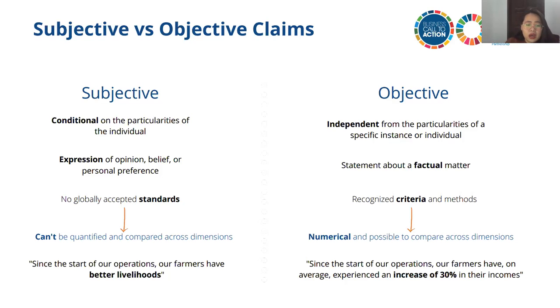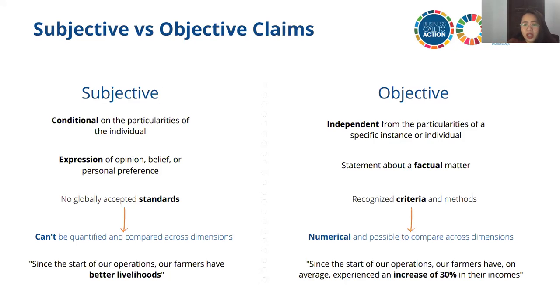So you can differentiate the subjective claim from an objective claim on the example given in the screen. All right. So the subjective one is, since the start of our operations, our farmers have better livelihoods. So subjective because conditional expression of opinion mo yan. There are no facts. Okay. If there are no facts, no numbers, you have no other data that supports your claims, then most likely it is an opinion, belief, or a personal preference.